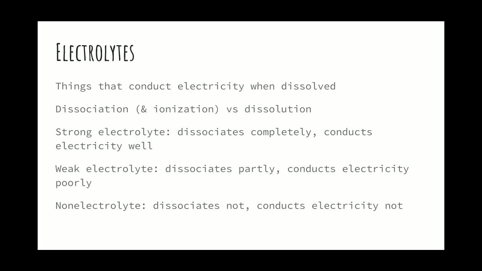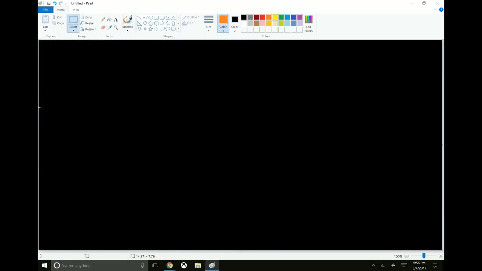What is an electrolyte? An electrolyte is a salt. That's really all it is. An electrolyte is something that, when you dissolve it in water, conducts electricity. Okay, so first I want to talk about dissociation and ionization versus dissolution. Dissolution means something entering solution.